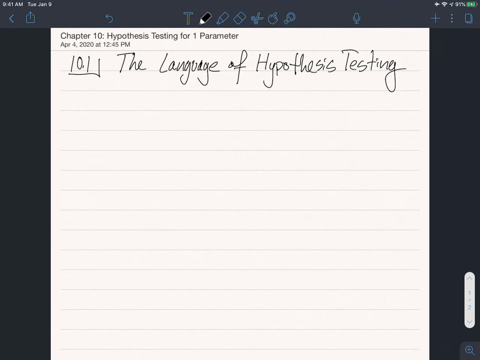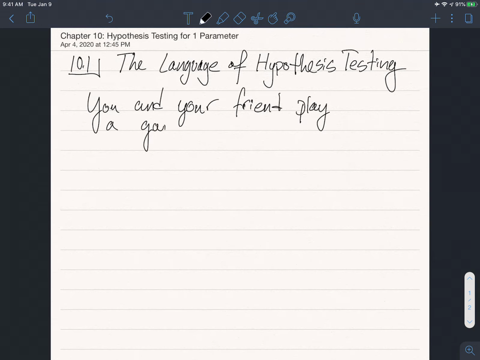All right, so the language of hypothesis testing. And the way I'll start this is with an example. And the book comes up with a really, really good example to lead us into this section. Let me propose a scenario. You and your friend play a game where you flip a coin.